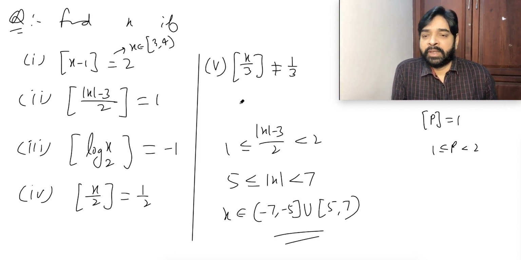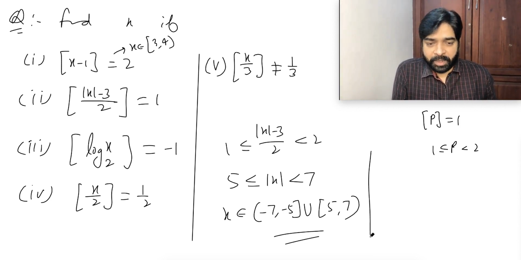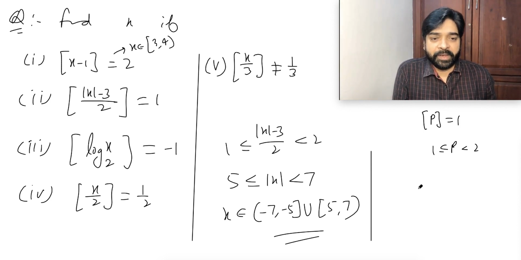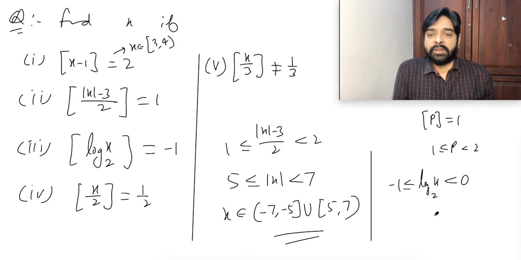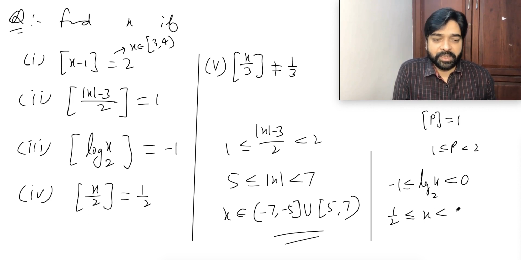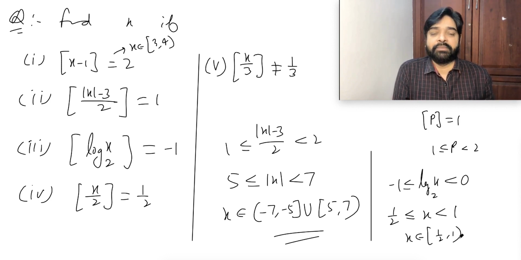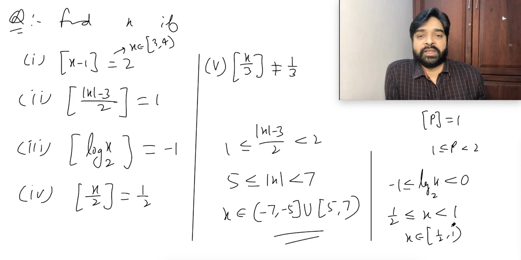Next one. Log x base 2 will lie between minus 1 and 0. Am I right? So I will send the log to the other side. Remember, if the base is greater than 1, we can directly send it to 2 power minus 1, which is 1 by 2, less than or equal to x, but less than 2 power 0, that will become 1. So finally the answer is closed 1 by 2 to 1 open. How many of you got it?